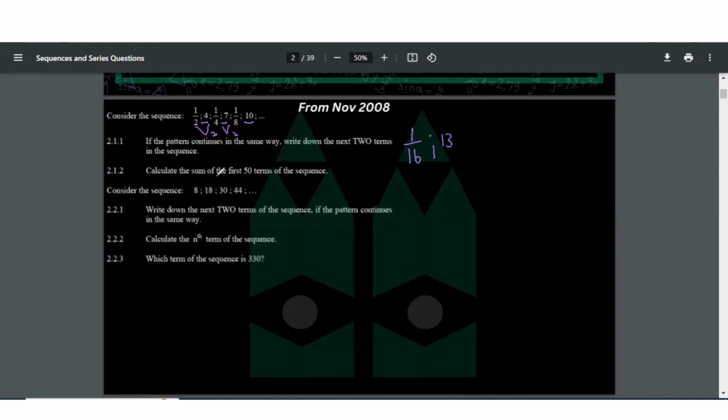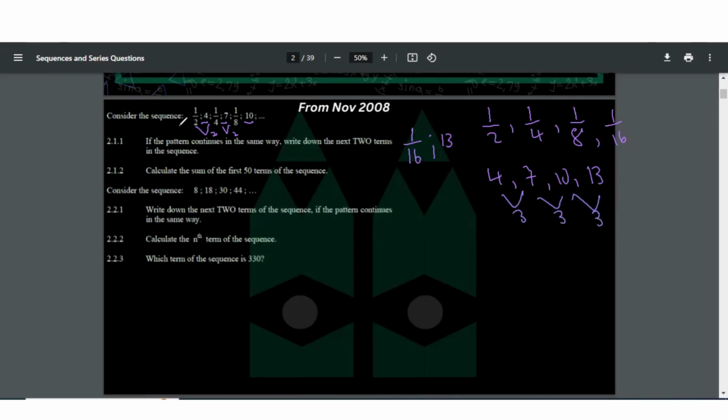The next question says, calculate the sum of the first 50 terms of the sequence. Okay, now if you look at this sequence, we can actually start by separating it, having 1/2, 1/4, and then 1/8, and then the term that followed after that was 1/16. And then we can look at another sequence here, which is 4, 7, 10, and the term that followed after that was 13. Cool. Now, if you look at this one, this is a classic arithmetic sequence because there's a difference of 3 between all the terms.